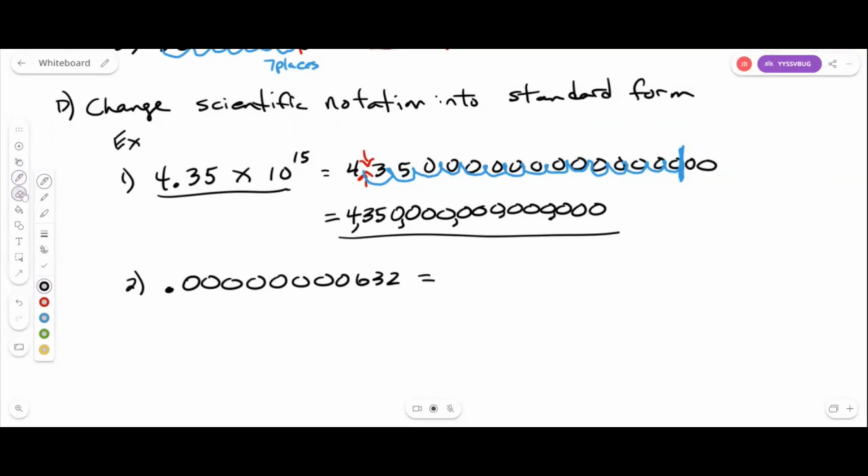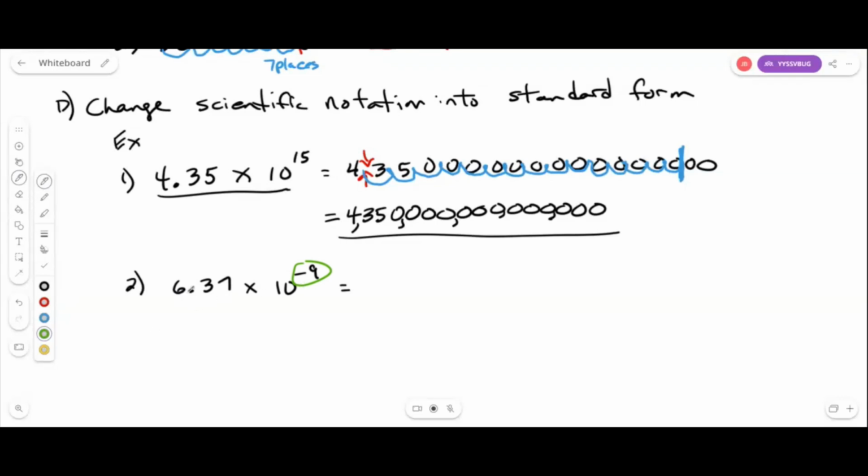Oh, I'm sorry. I'm supposed to give you one in scientific notation. Sorry about that. So if I have 6.37 times 10 to the negative ninth power, the exponent is the key. My exponent is negative. That means that this is a tiny number.